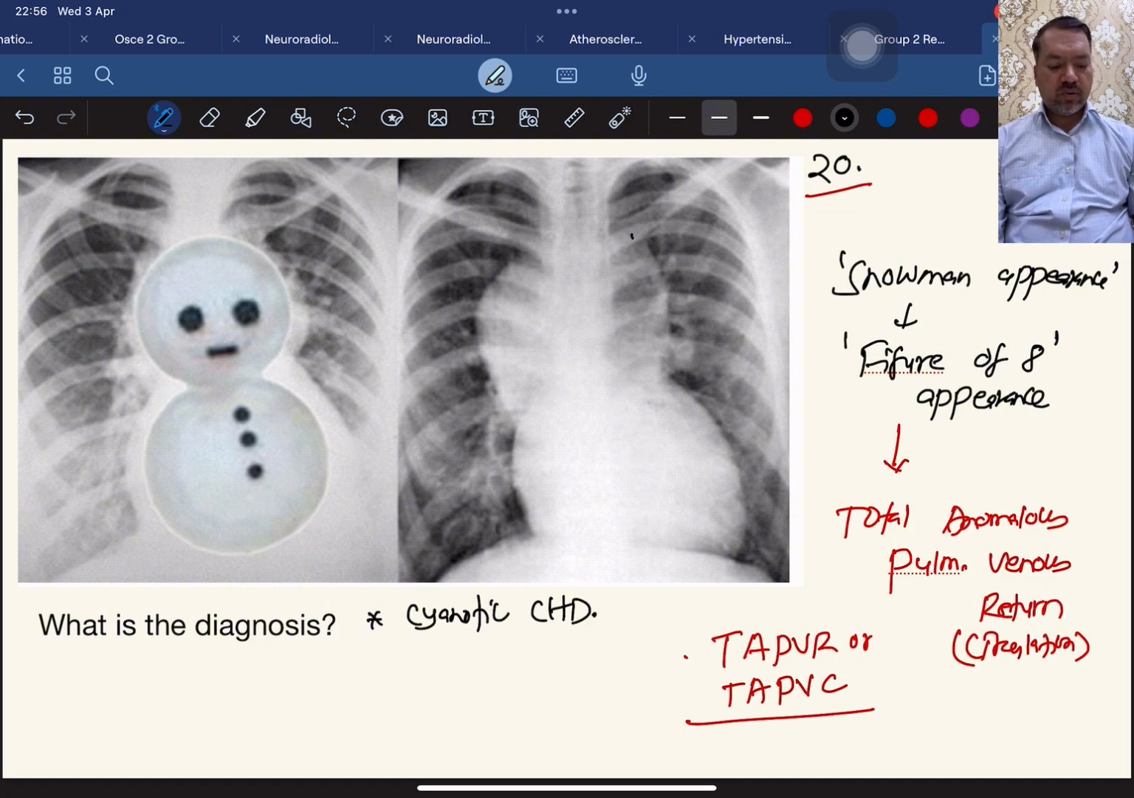Now why is it a cyanotic heart disease? The reason is very simple. Just analyze this. This is completely anomalous pulmonary venous return. That means normally the pulmonary veins drain the oxygenated blood from the lung to the left atrium. But here, as a result of some anomalous circulation, they drain towards the right atrium. Ultimately all the blood will go to the right atrium, and there is mixing of oxygenated and deoxygenated blood. That's why this is a cyanotic congenital heart disease. So this much information may be enough here. This is a very important question.